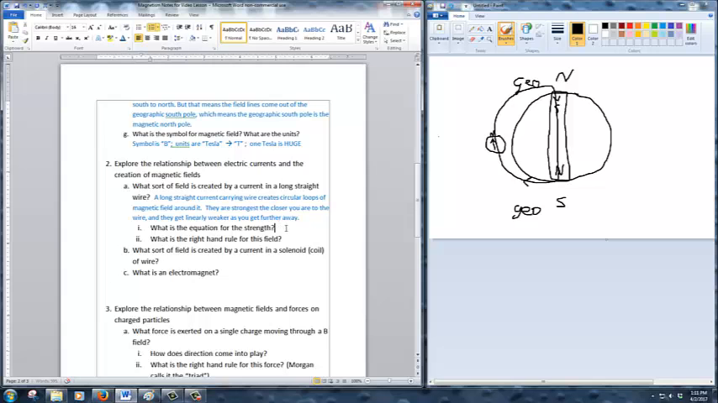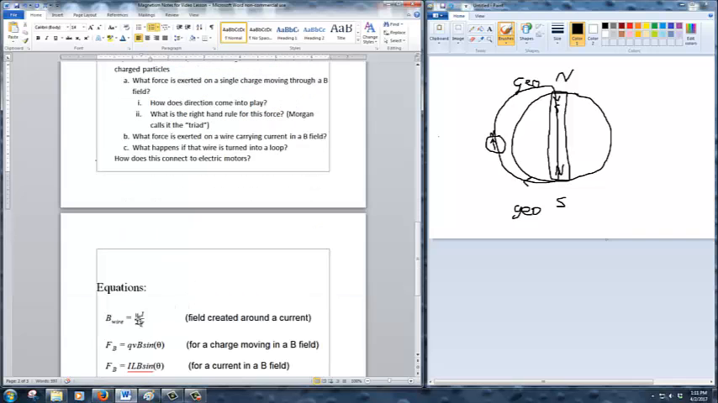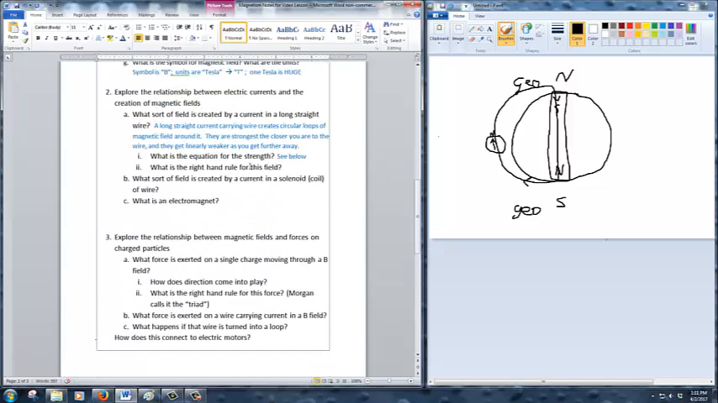What is the equation for that strength? Oh, fancy that. I'm going to just say here, see below, because I can't type all that fancy stuff. This is just an image. So your equation's there.